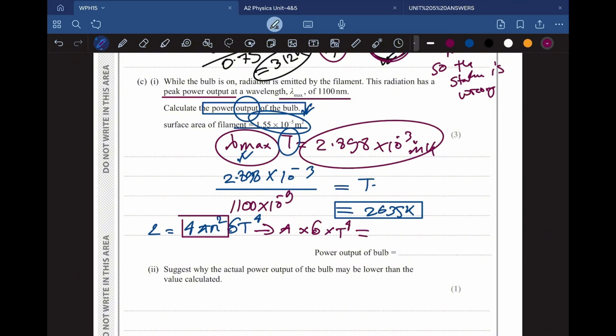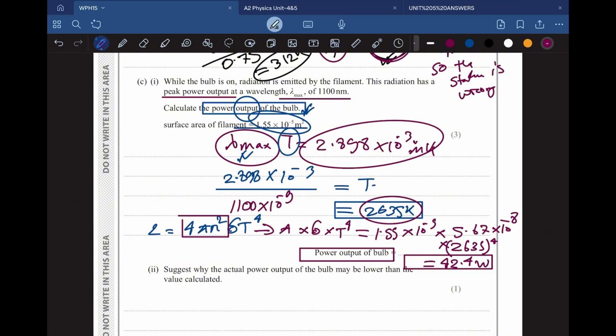So we have got our area as 1.55 into 10 to the power minus 5, and our sigma value as 5.67 into 10 to the power minus 8 multiplied by this temperature value to the power of 4. So 2635 to the power of 4, which will give us a value of 42.4 watt. This is basically our power output, which is the luminosity. You will have to understand that luminosity means the power output, because the greater the power output of a bulb is, the greater the bulb will glow, and the greater will be its luminosity.